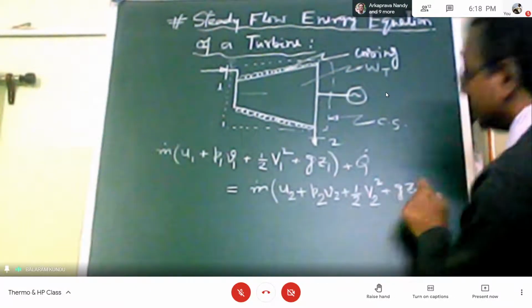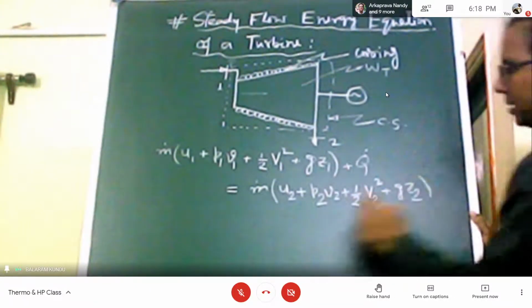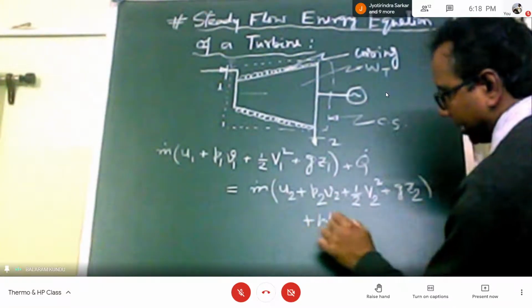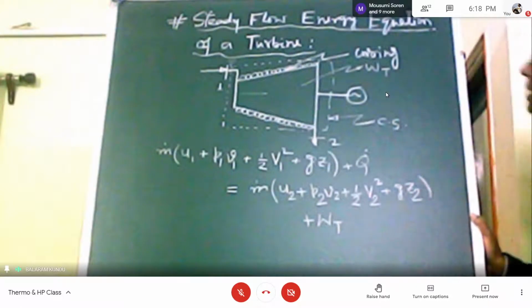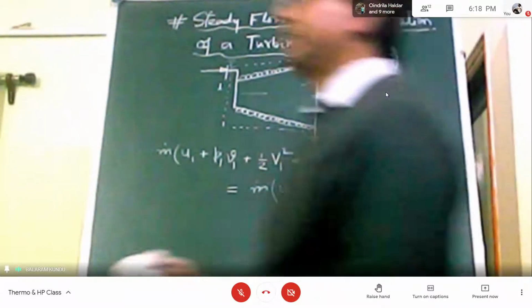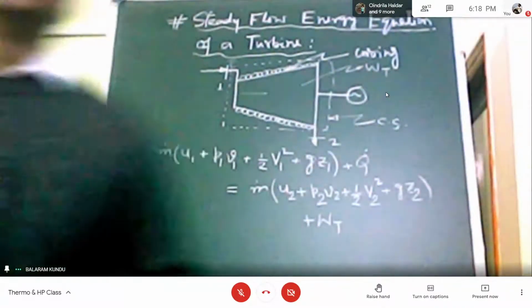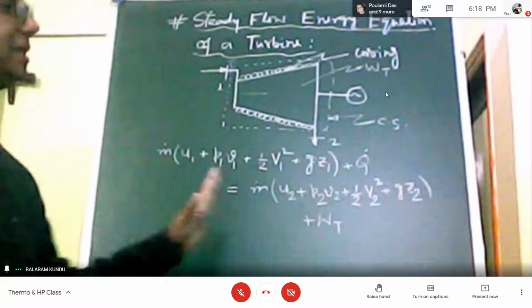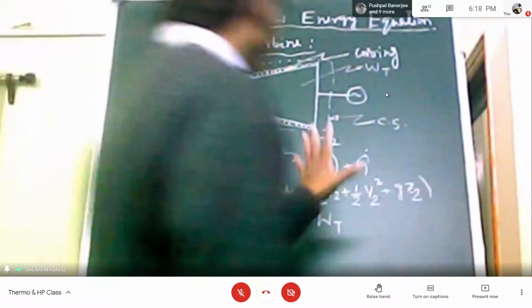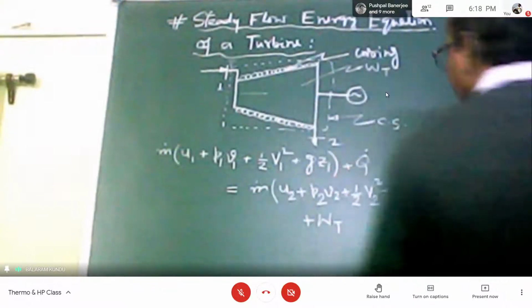where Z2 is the datum head, and then the turbine produces work W. So this is the work done by the turbine, work done by the system, and W is a positive quantity. Obviously, this is energy leaving the control volume. So using this balance is a very simple way to express the energy equation.